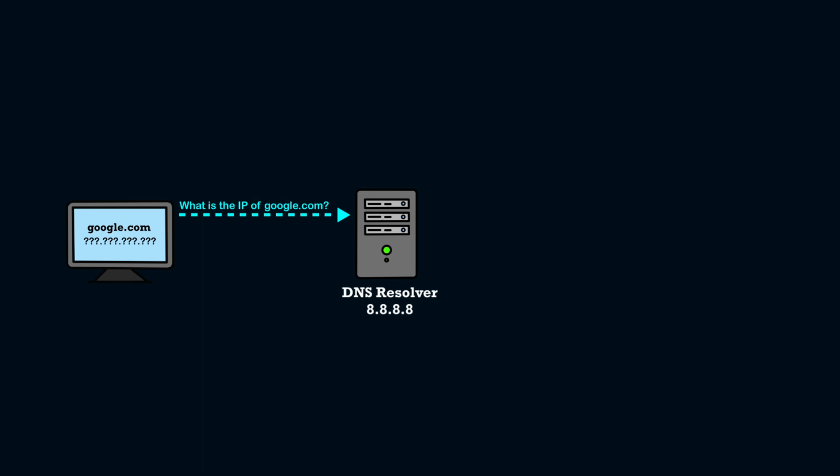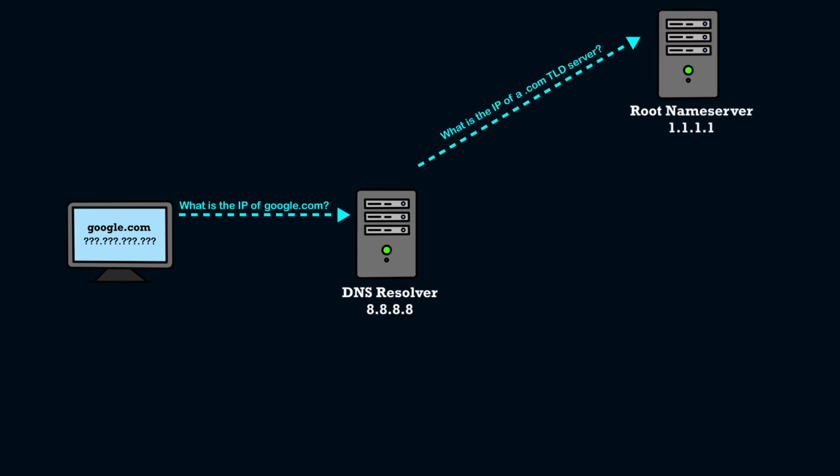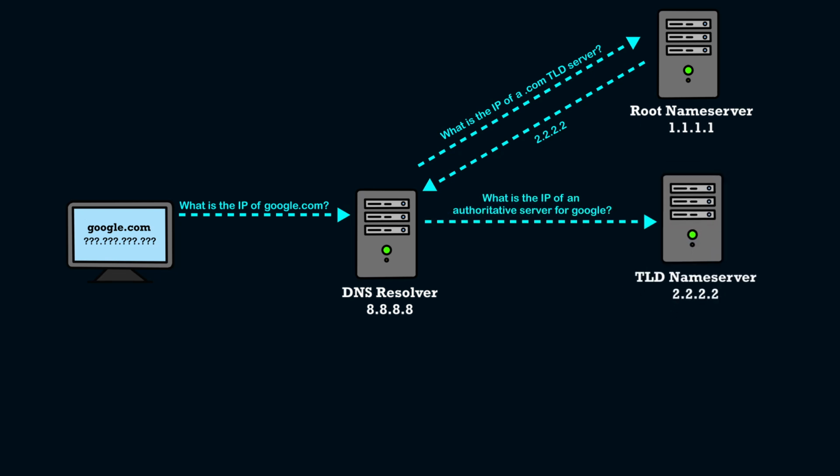The resolver receives this query and then queries a root name server for the address of a DNS server for the top level domain, in this case .com. The root server then sends back an IP address for a top level domain DNS server. Our resolver then queries the TLD server, asking for the IP address of an authoritative name server for the domain name, and the TLD server will respond with an IP address for the authoritative name server.